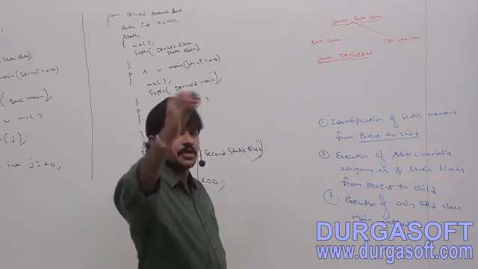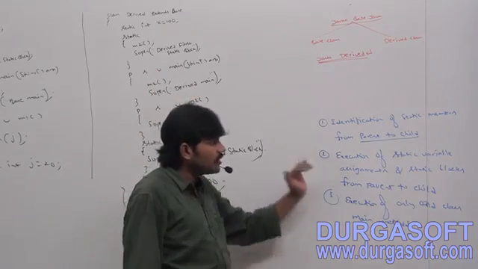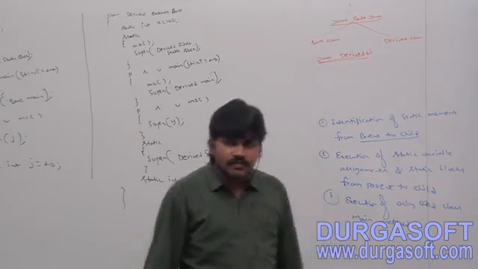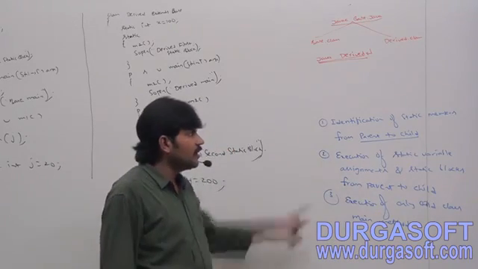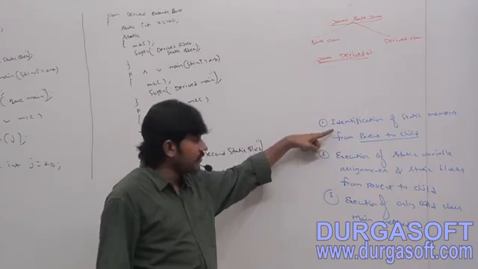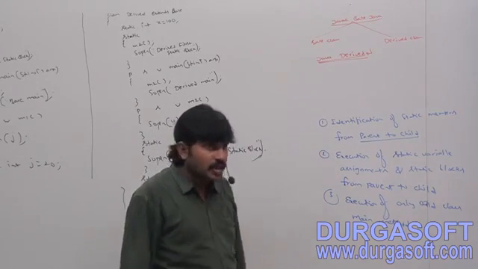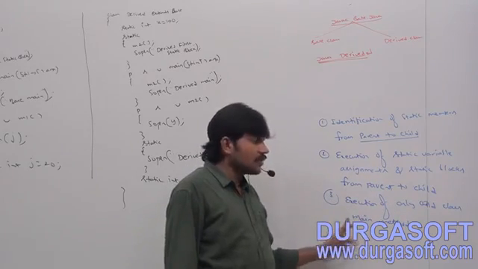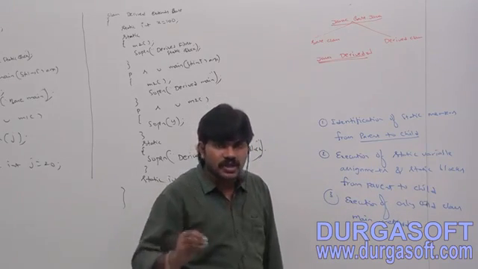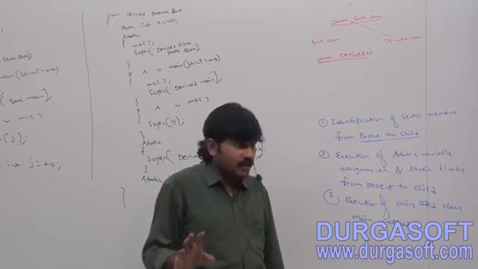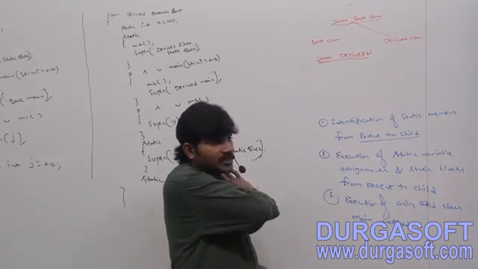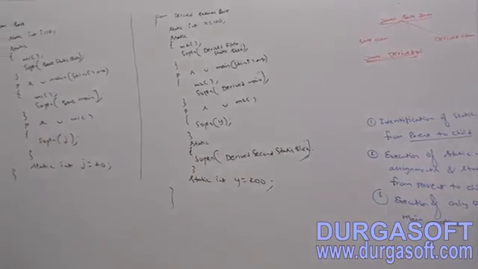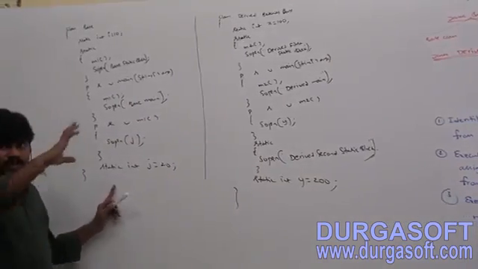Whenever we are executing a child class, the following sequence of events will be performed. What is the first activity? Identification of static members from parent to child. Second activity: execution of static variable assignments and static blocks from parent to child. Third activity: execution of only the child class main method. Is it clear for all of you? Now let me trace these activities. What is the first activity? Identification of static members from parent to child.